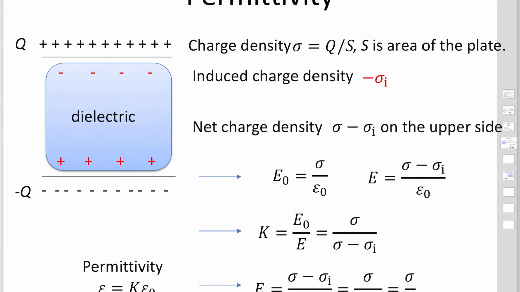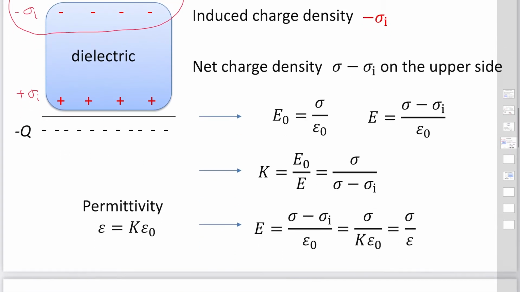Charge density, sigma equals Q over S. S is the area of the plate, which doesn't change. The induced charge is negative sigma sub i on the upper side of the dielectric, and on the lower side of the dielectric, this becomes positive sigma sub i. So the net charge density, if you sum up these two, becomes sigma minus sigma sub i on the upper side.